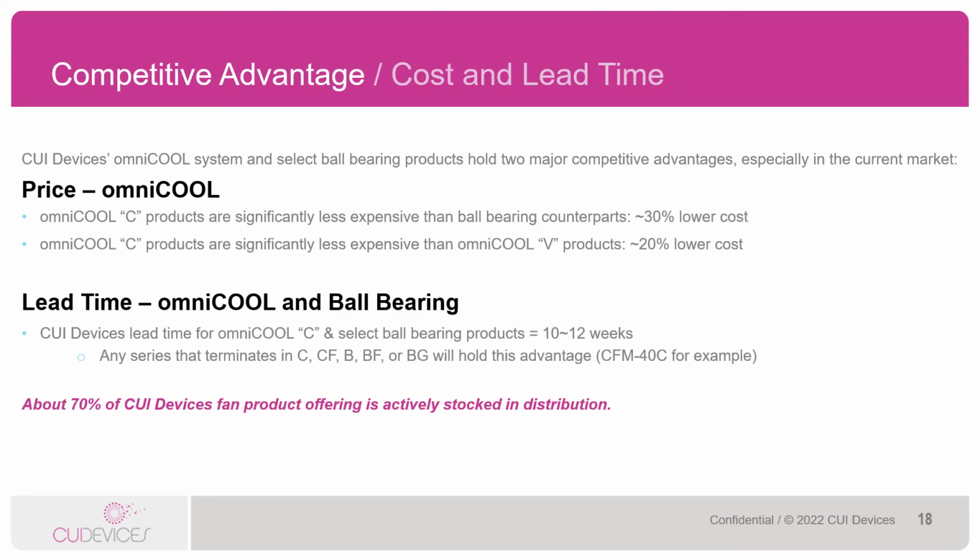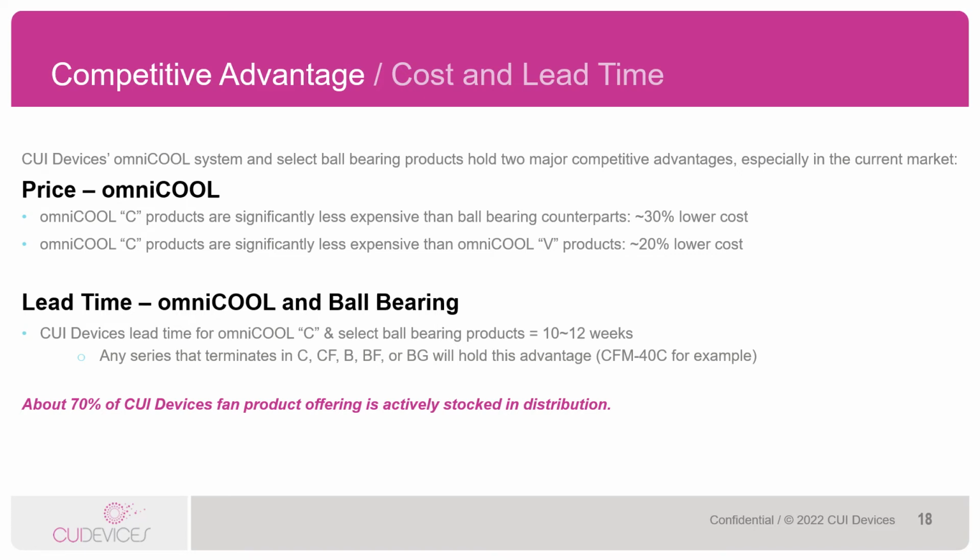CUI Devices omniCOOL bearing systems hold a couple of competitive advantages. The first of these being cost, in particular our omniCOOL C-type. These products run around 30% lower cost than their ball bearing equivalents and around 20% lower cost than their omniCOOL V-type equivalents. The other main advantage of our omniCOOL C-type and our ball bearing fans is our lead time of 10 to 12 weeks. Any series that terminates with a C, CF, B, BF, or BG will hold this advantage. For example, the CFM 40C series.